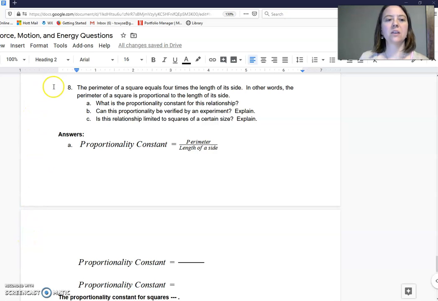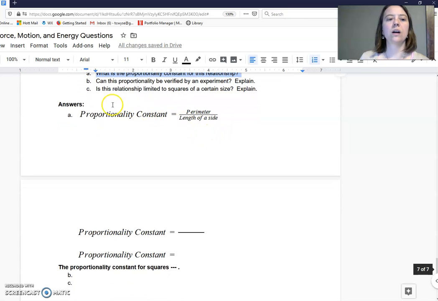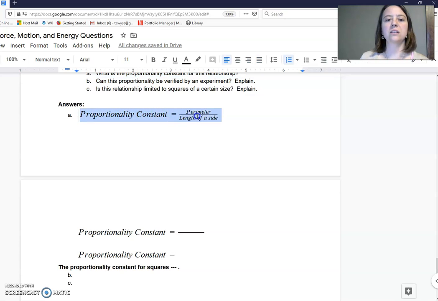Now moving on to number 8. The perimeter of a square equals 4 times the length of the side of the square. In other words, the perimeter of the square is proportional to the length of its side. What is the proportionality constant of this relationship? Well, we know from our answers that a proportionality constant is equal to the perimeter divided by the length of a side. So let's take a look at some.